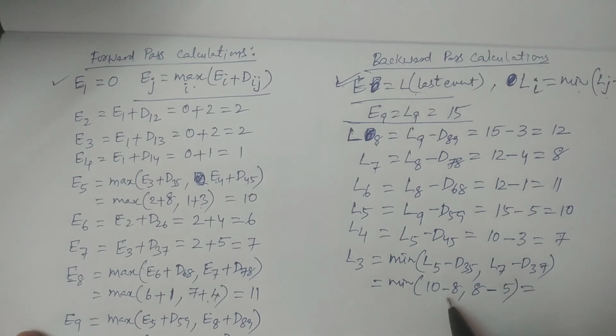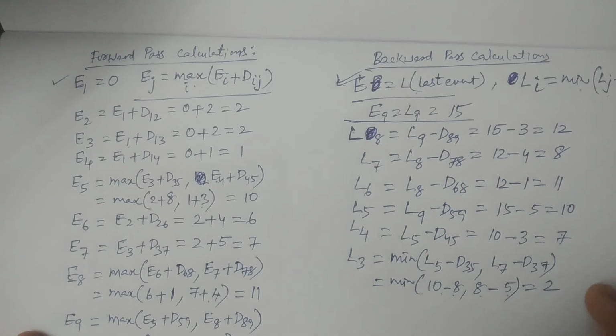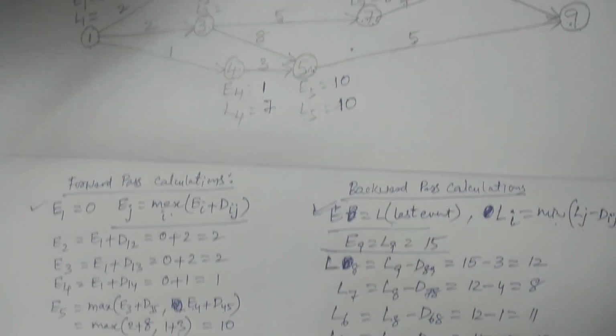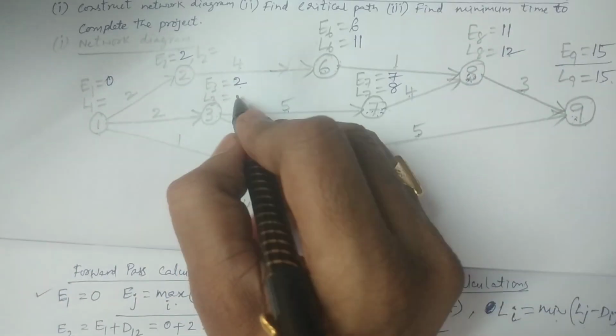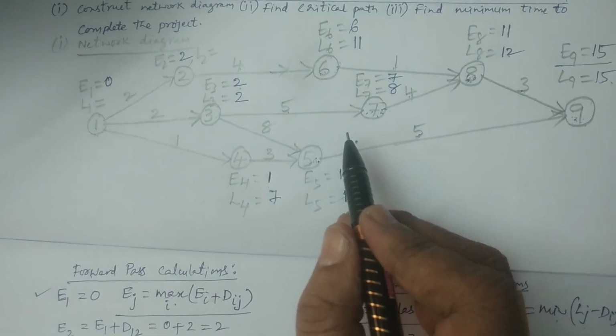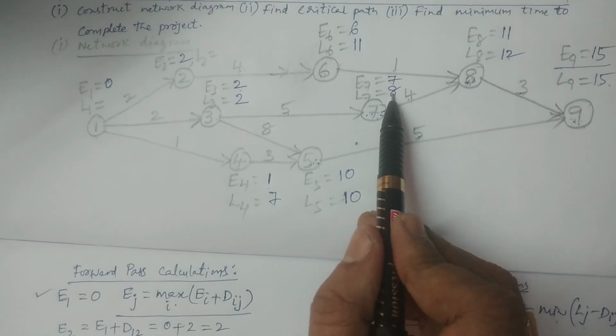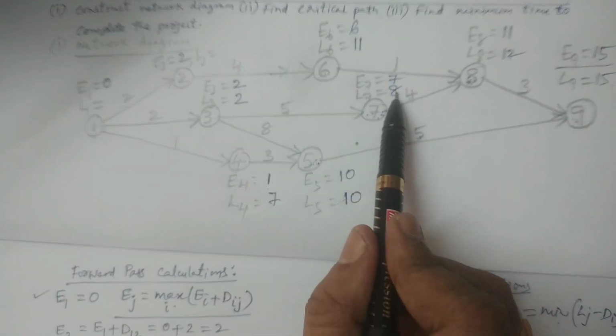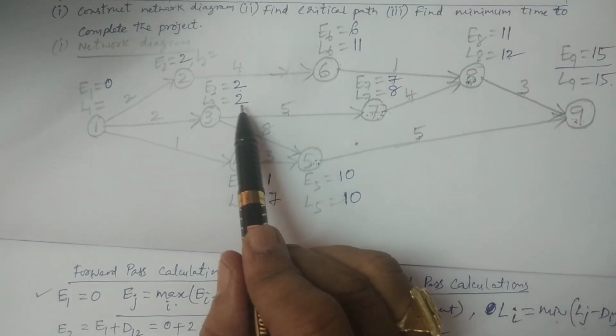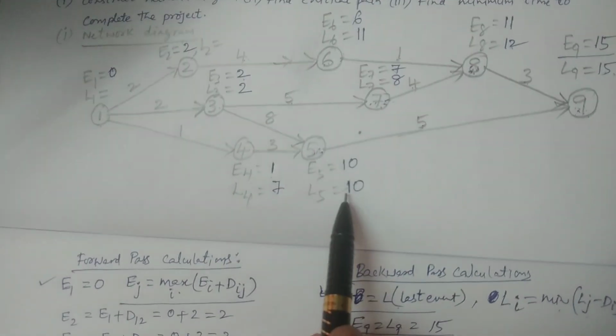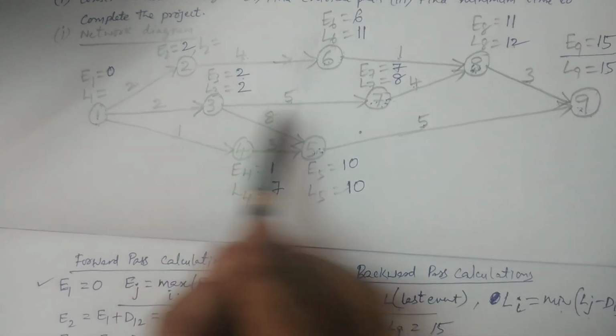So the minimum value: 10 minus 8 is 2, 8 minus 5 is 3, so it is 2. 2 is the minimum value, so I am writing L3 is equal to 2. I'll show it from the figure. It is nothing but 8 minus 5, that is 3, and 10 minus 8, that is 2. The minimum is 2.